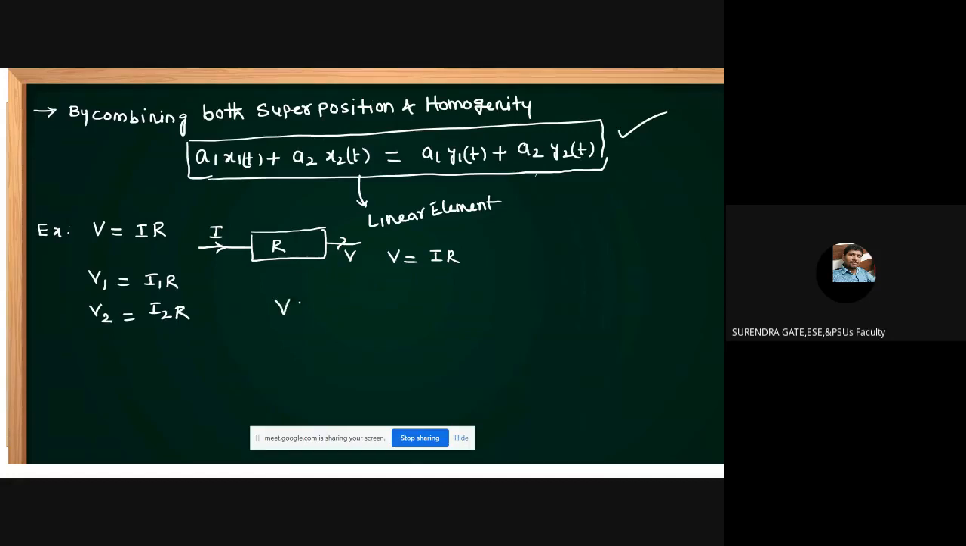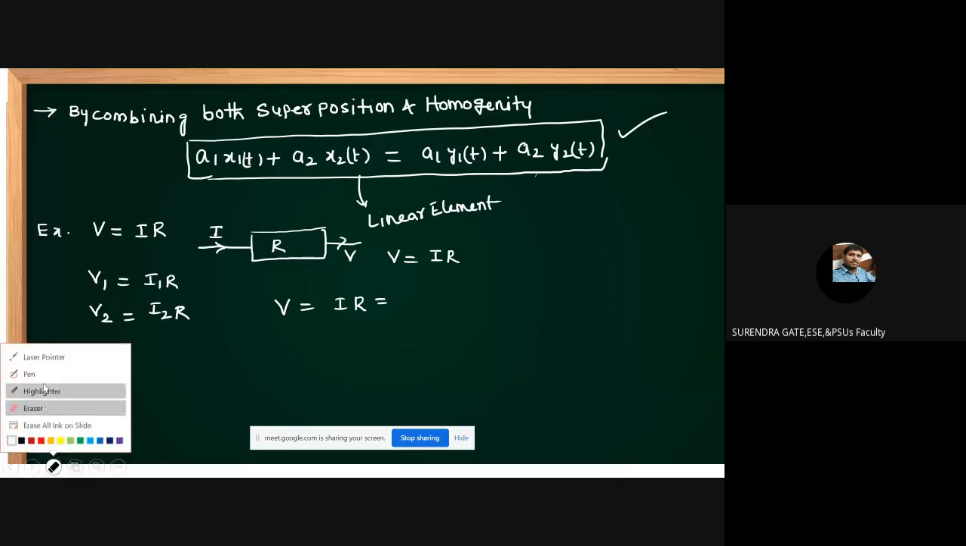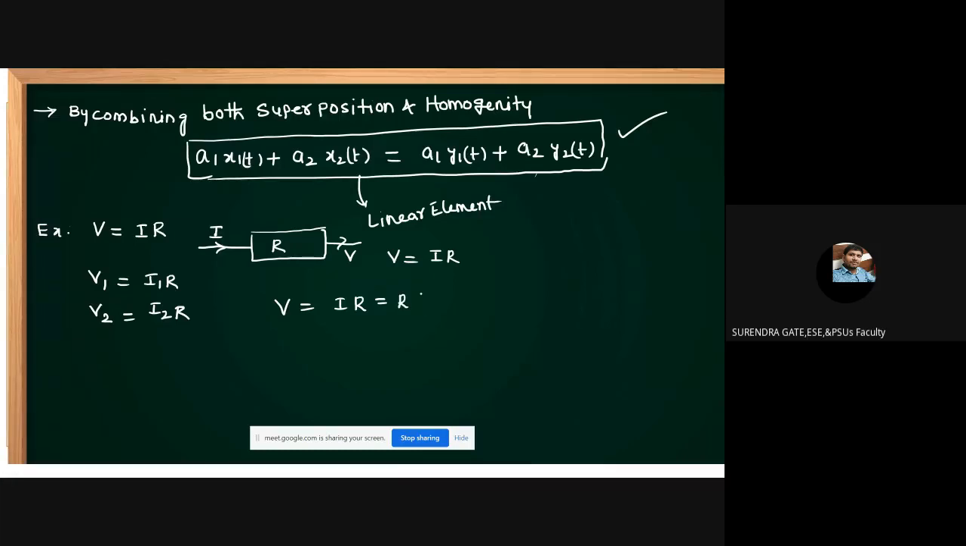Then what is V equal to, students? V equal to IR. For example, I am scaling the input by a factor of A and B. This is R into (A into I1 plus B into I2). Input is scaled. The coefficients of input are A and B, students. The input is current.